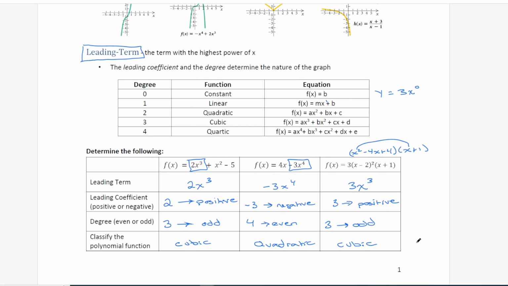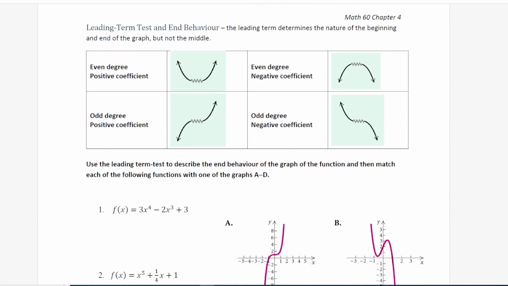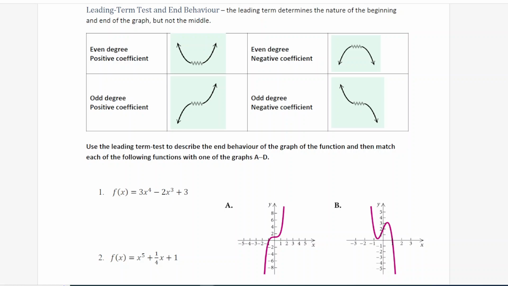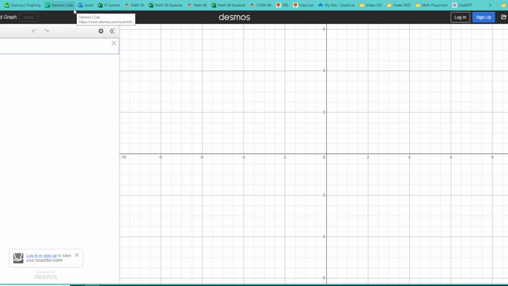Okay, so we're going to have some language around polynomials. We're going to be able to say whether they're cubic or quartic or quadratic and so on, and we're going to be able to identify their leading terms. Why do we care? Well, once you know the leading term, you can do what we call a leading term test. The leading term test determines the end behavior of your graph. So it'll determine the beginning and the end of the graph, but not the middle.